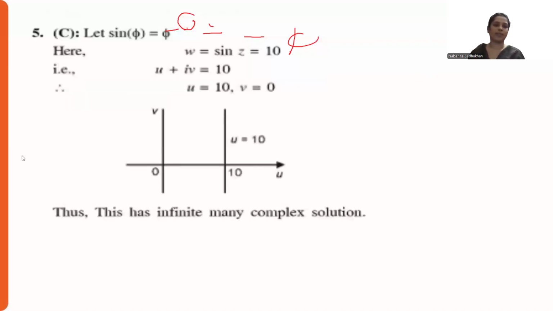Okay, now we have that sine pi is equal to 5, right? Then we have w is equal to what? Sine z, that is going to be 10, right? So u plus iv is going to be 10. So you have u is 10, v equal to 0. So we have this point. From there, we can say that we are going to get infinitely many complex solutions, okay? Great.